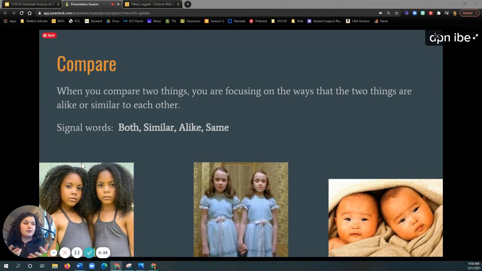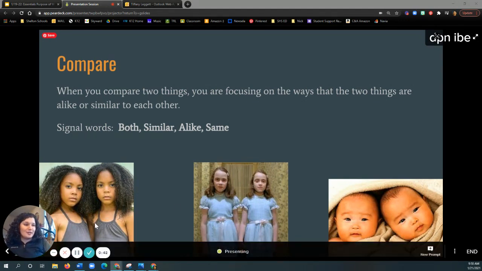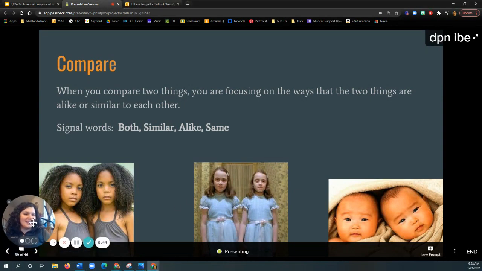So when you compare two things, you're focusing on the ways that those two things are alike or similar. So the way that you write that is you use words like both, similar, or similarly, or alike, or the same. So we can see we've got a couple pictures of twins. Here you might recognize those middle twins from a creepy movie.